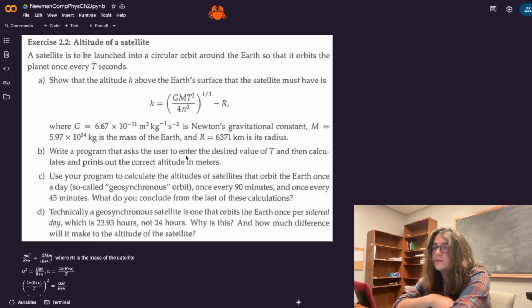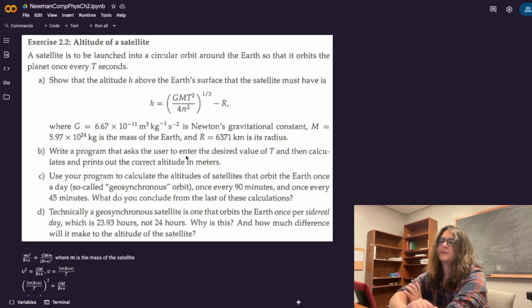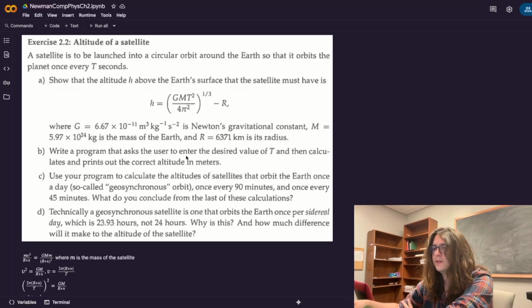Alright, silly people, here's the situation. We're going to be launching a satellite into a circular orbit around the Earth so that it orbits the planet once every t seconds. And first of all, we do have to show that the altitude above the Earth's surface of said satellite has that form there.